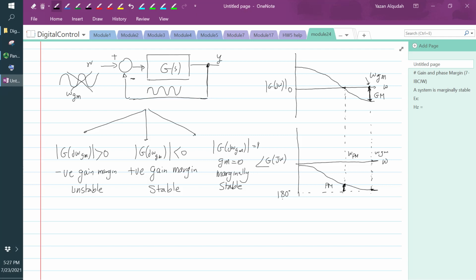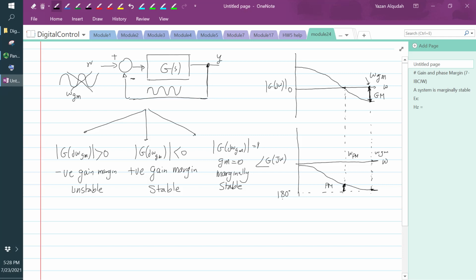Hopefully this gives you an insight into what the gain margin is and how it relates to stability. A positive gain margin, like I have in this graph, we measure the margin from here up. It is positive, therefore we have a positive margin. The system is stable. The gain of the system is going to be less than 0, and the system is stable.